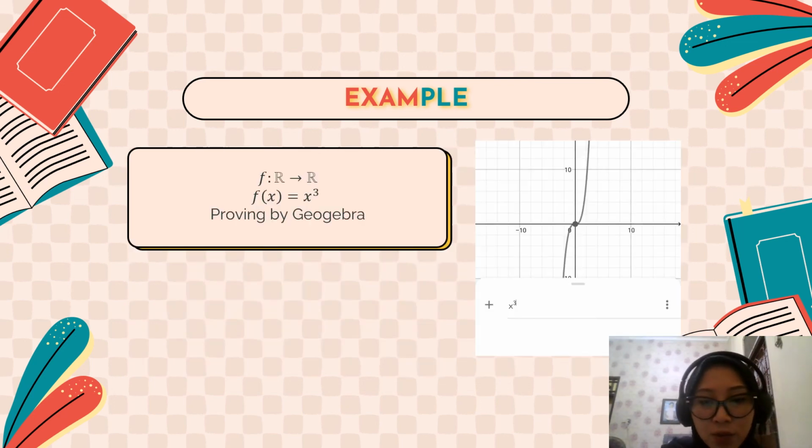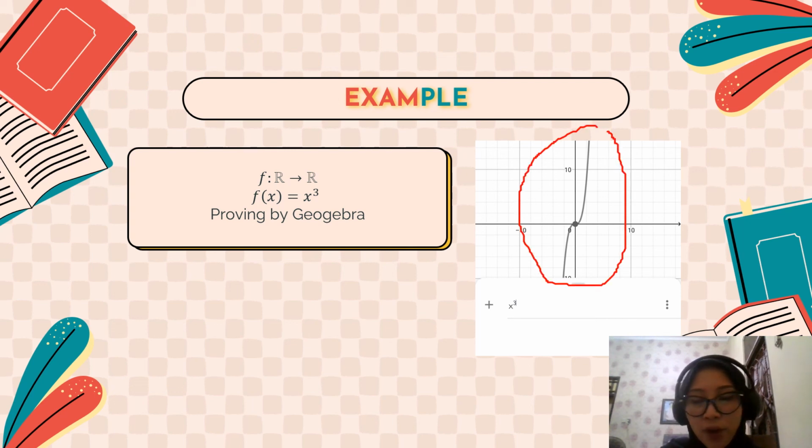You can still use GeoGebra to prove the function. The graph is like this. If you see a graph like this, the function is bijective.